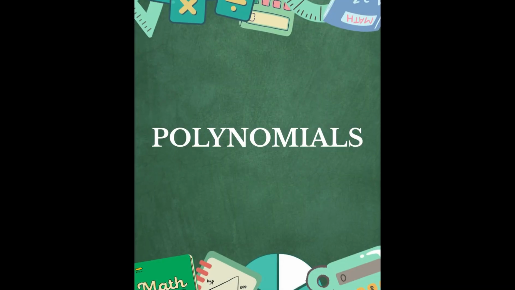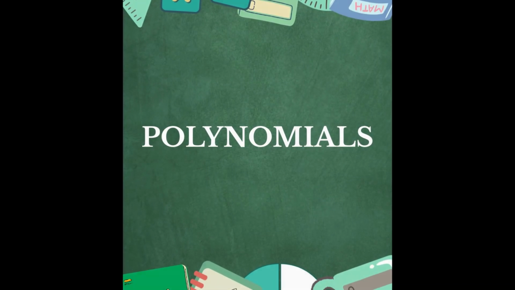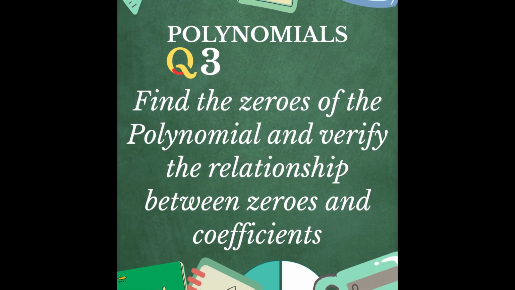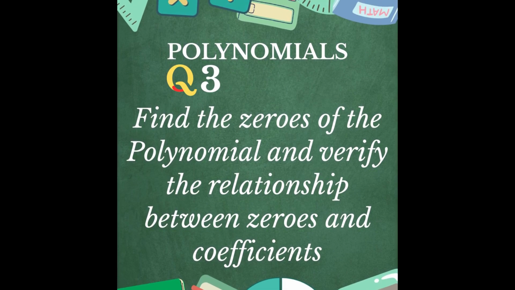Now the next, third important question is from the chapter Polynomials. Here the type of question they ask is: find the zeros of the given quadratic polynomial and verify the relationship between the zeros and the coefficients. Even this is a 101% sure question in your board exam in the mathematics paper. Now let's move to the next question.